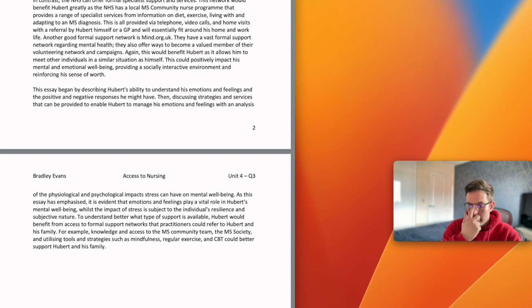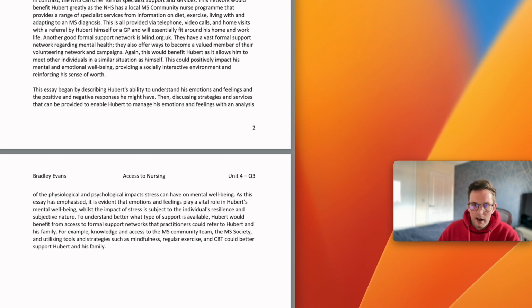So there, basically, the first paragraph is the introduction, followed by the other three, and the other three answer the questions that were asked about explaining the differences between emotions and feelings, a discussion about the positive and negative responses that Hubert's situation can have on his feelings and emotions, and I outlined 2 different strategies that he could use to better manage his emotions by physical exercise and mindfulness. And I also had relation to mental health support types in there that could benefit him, such as family and friends, local services such as the MS community, and the mind.org.uk.